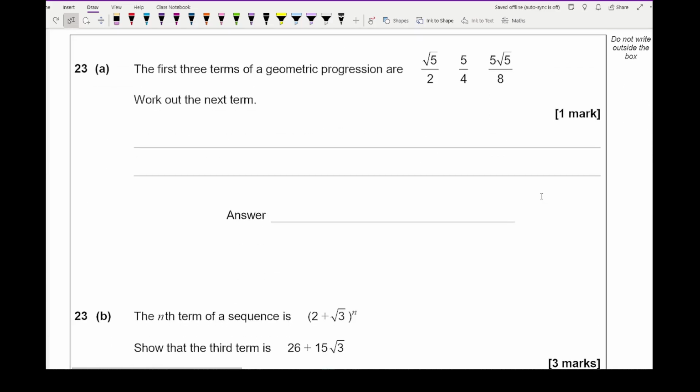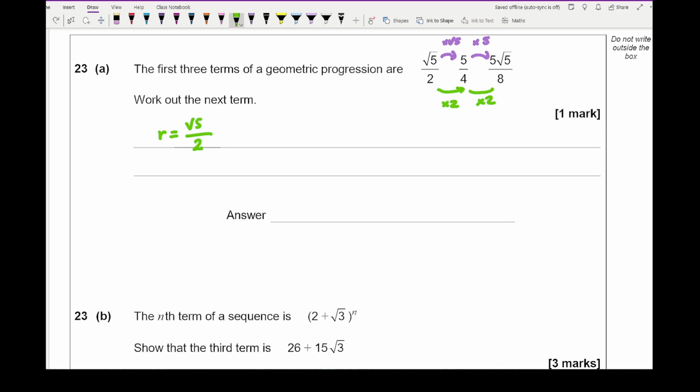Moving on to question 23a, it says the first three terms of a geometric progression are root 5 over 2, 5 over 4 and 5 root 5 over 8. And it says work out the next term. Well, looking at the numerators, we should be able to spot that what you're doing is you're multiplying by root 5. And the denominators, what I'm doing is I'm doubling each of those. So that means that my R value of this geometric progression is going to be root 5 over 2.